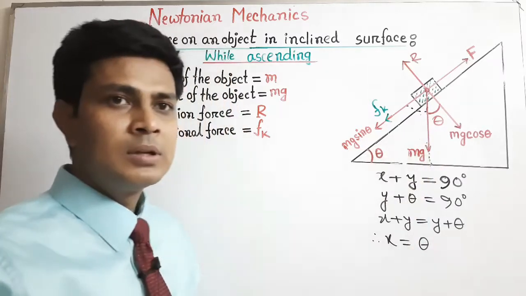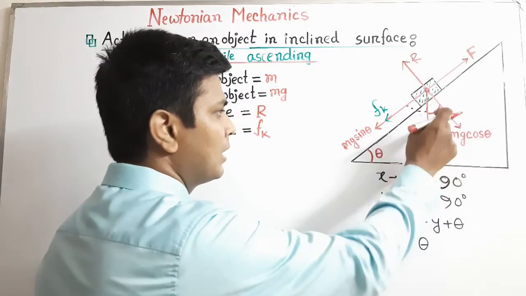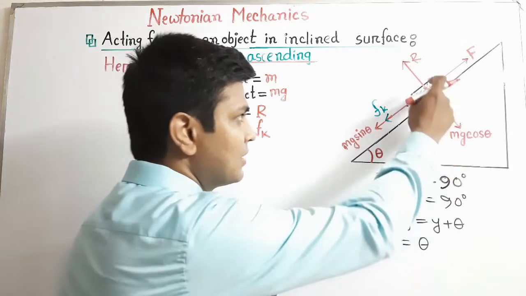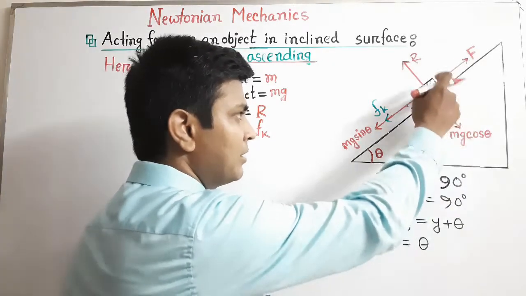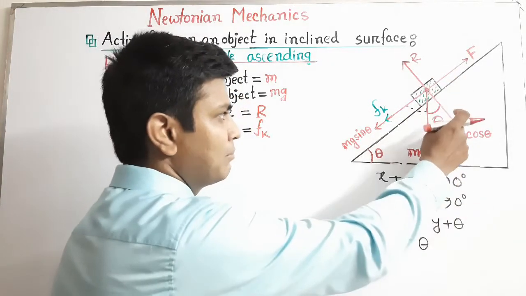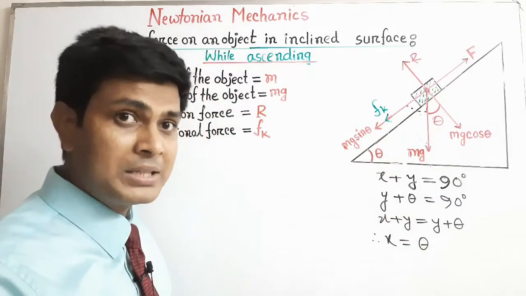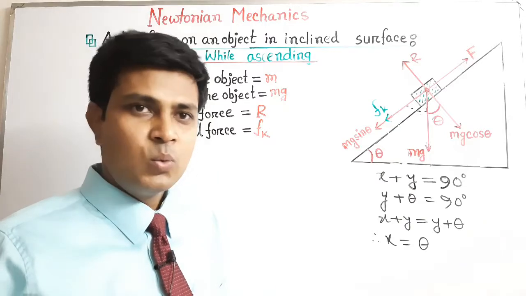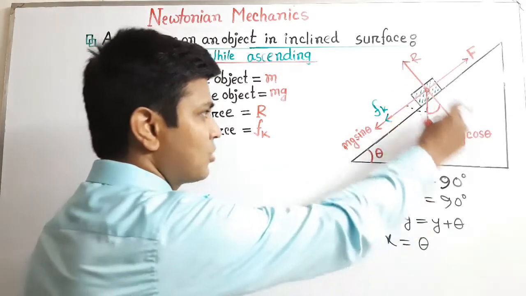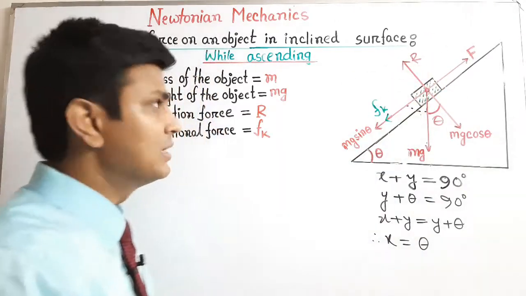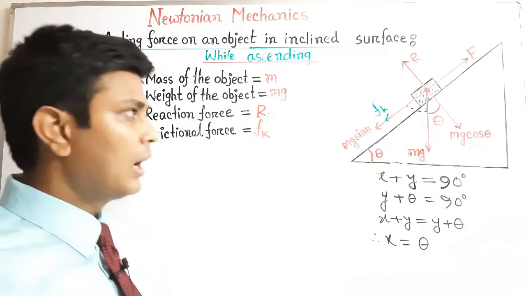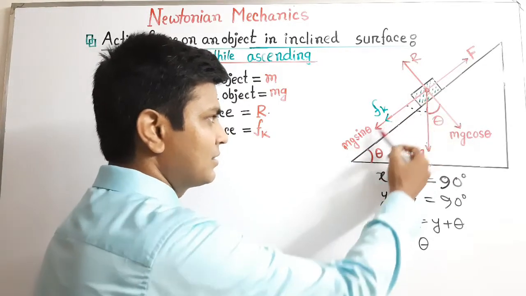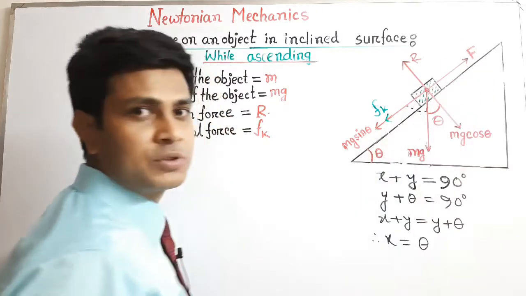Now here you can see this weight has two components. One is horizontal, another is vertical. This is the horizontal plane, because this plane makes an angle with the force weight. So we can say the horizontal component of the weight is mg cos theta, which acts in the direction just opposite to the reaction force. Here R is the reaction force, and the vertical component of the weight is mg sin theta, which acts in the opposite direction of the force.